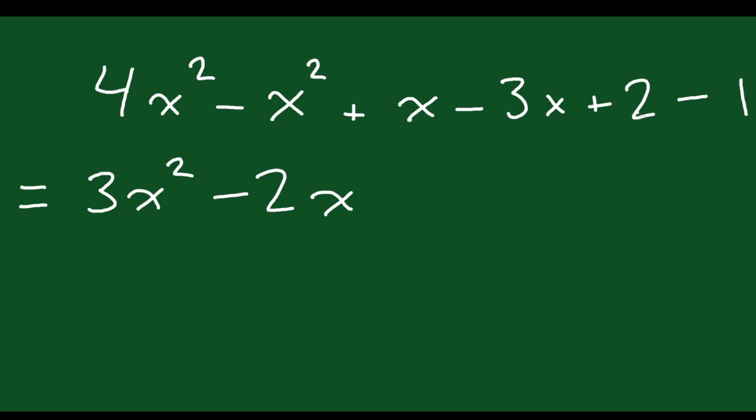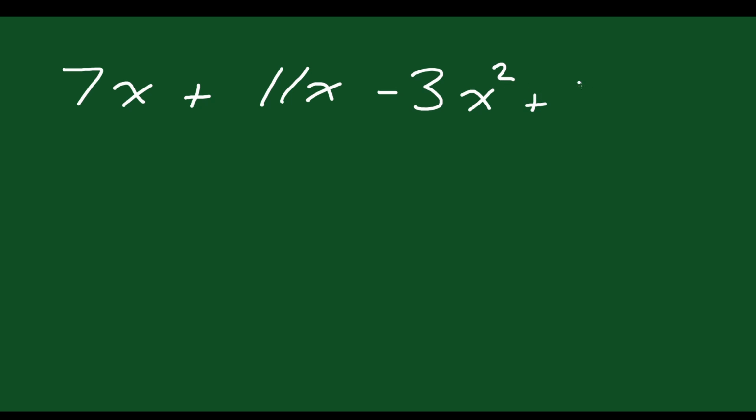Okay, let's see what's next. So I have a plus 2 minus 1. Those are also like terms because they're both constants. They're both numbers that don't have a variable with them. So 2 minus 1 is just 1, of course. Okay, and that is how you collect the like terms and simplify your expression.